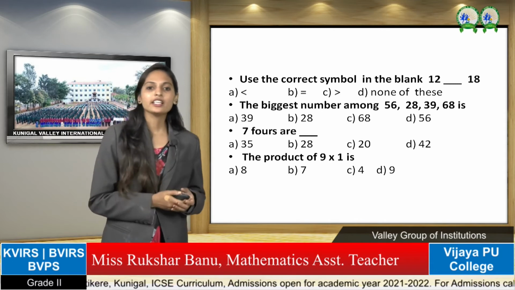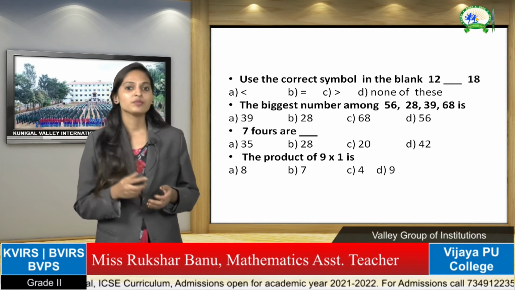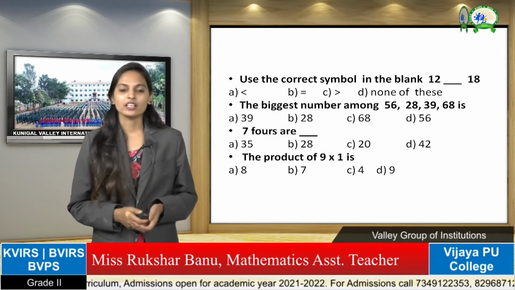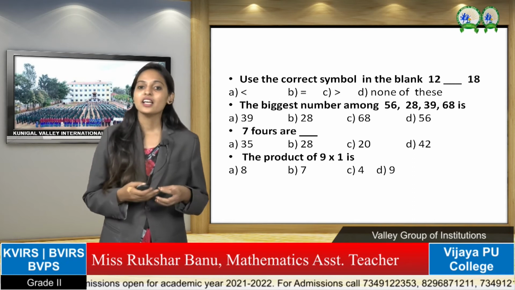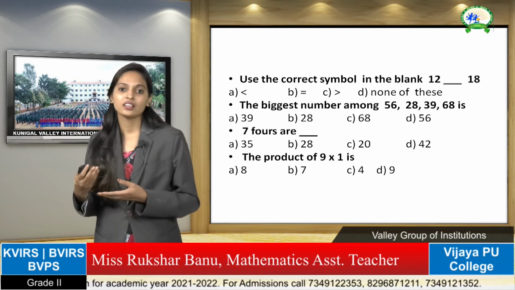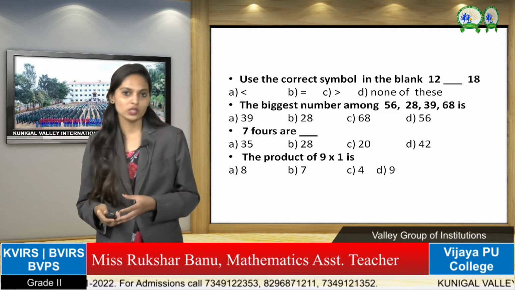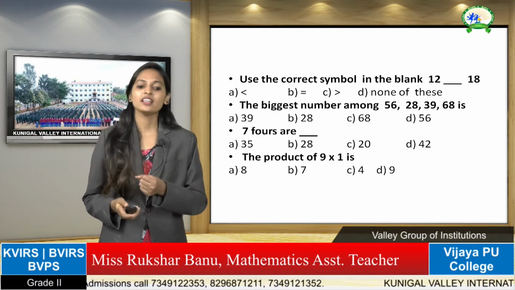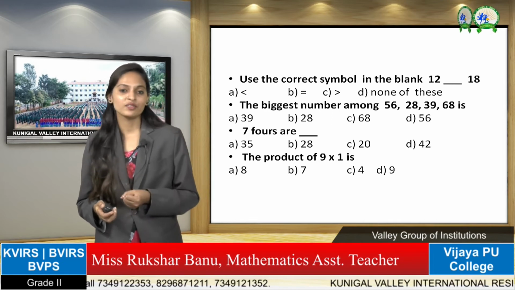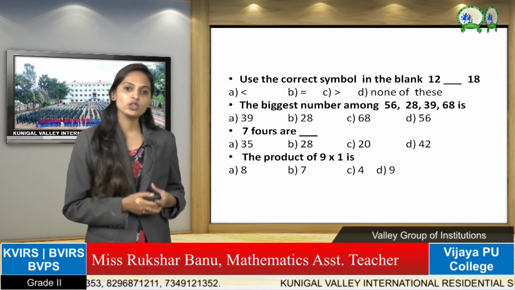Okay, children. And the next one is the product of 9 times 1 is equal to what? So here you can say 9 ones are dash. What are 9 ones, children? Yes, that is 9. So like this we have to write. Yes, the answer is 9, so 9 you have to write.